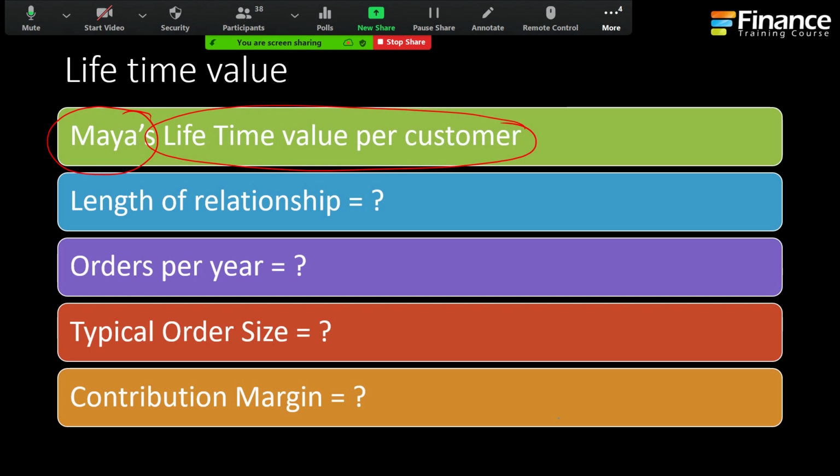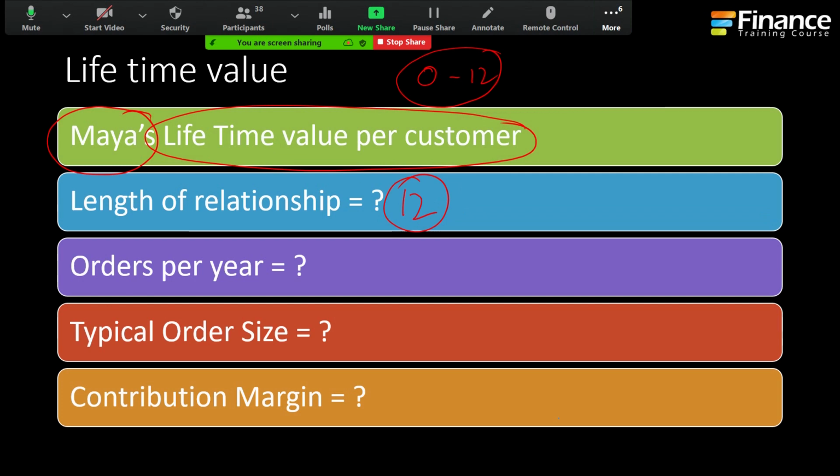And this is a function of a couple of factors. The pehla factor is length of relationship. So if you go back to the category, we said 0 to 12, that's the age group. Which basically means कि अगर ये 12 साल तक माया से कपड़े खरीदती रहती हैं, so the length of the relationship would be about 12 years.